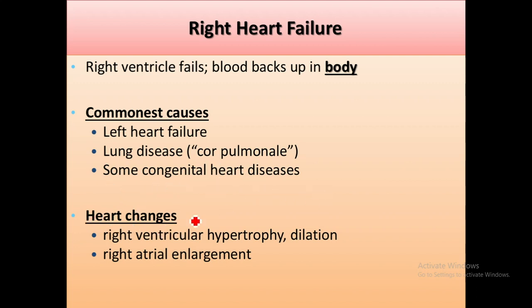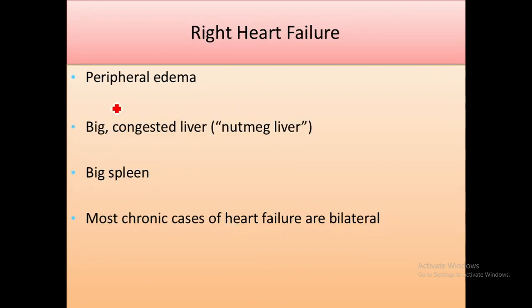What are the changes that occur in the heart? The right ventricle will undergo hypertrophy and or dilation over a period of time. Right atrial enlargement. As the blood backs up in the body, there will be peripheral edema, pedal edema. There will be a big congested liver, hepatomegaly. In right-sided heart failure, it is also called nutmeg liver.